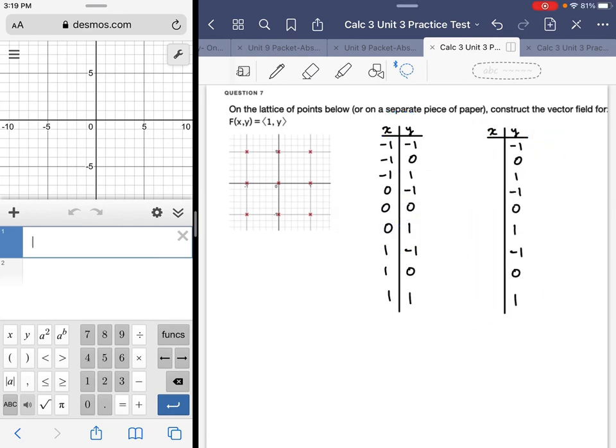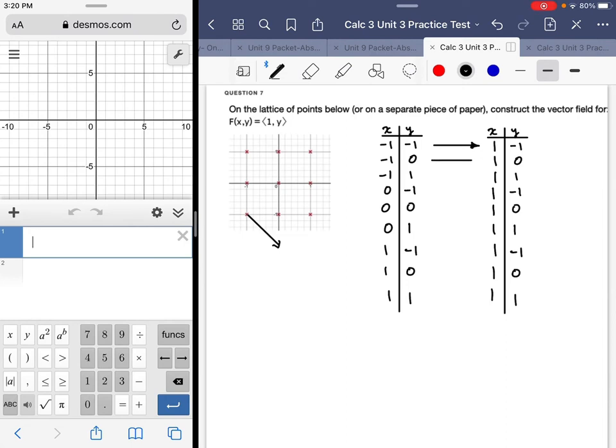In the case of a variable x value, it's a little bit more complicated, but here the vector field is only going to vary based off of the y coordinate. All right, so at -1, 1, we're going to plot the vector 1, -1. All right, so 1, -1 looks like this. That's what we're going to plot at -1, -1.